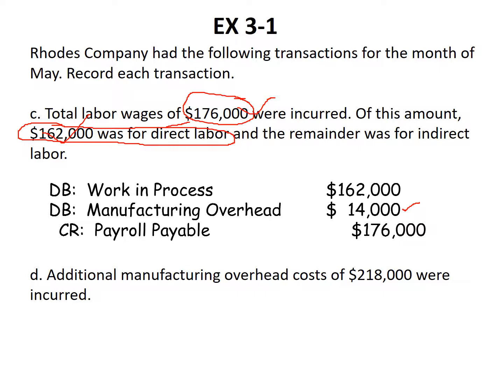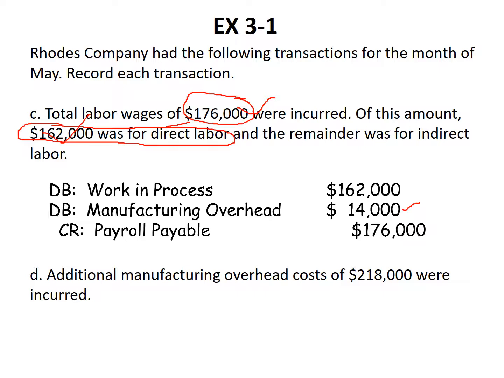Okay, now let's go on and take a look at the last entry of this exercise, entry D. We incurred additional overhead costs, in other words, indirect cost, during the period for May. And these additional manufacturing overhead costs, these indirect costs, amounted to $218,000. We're also going to assume that we purchase these on credit, these different overhead costs. So we're going to use accounts payable as the credit of the journal entry.